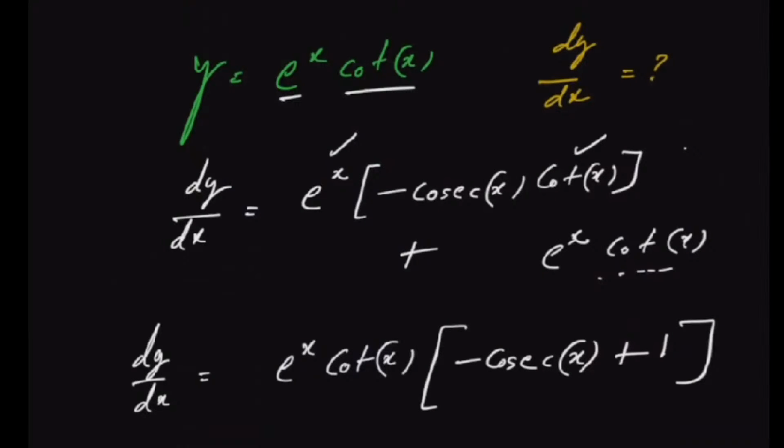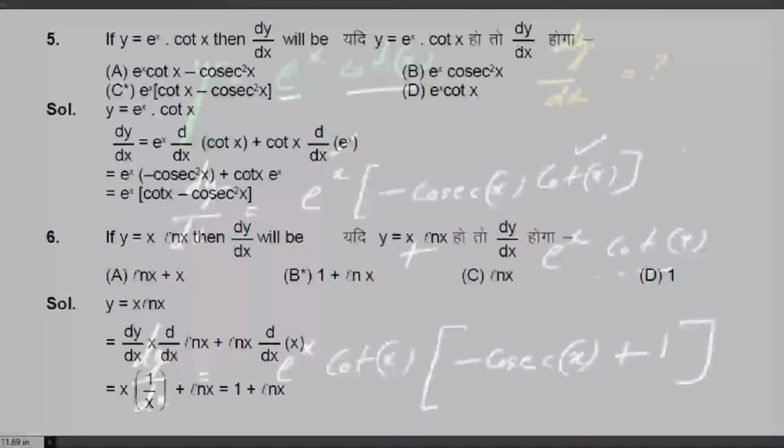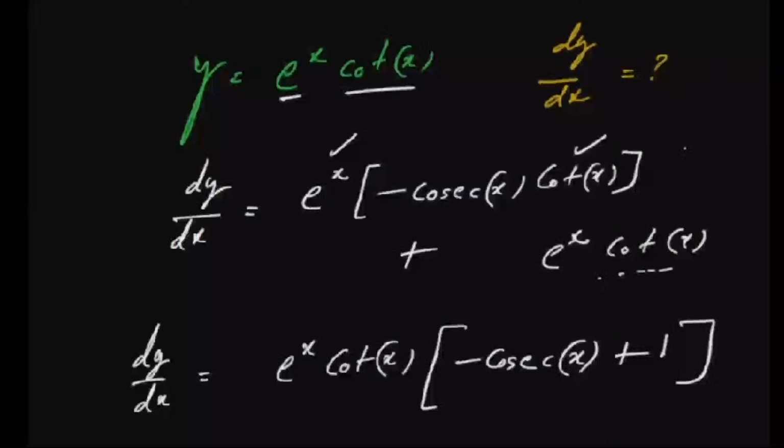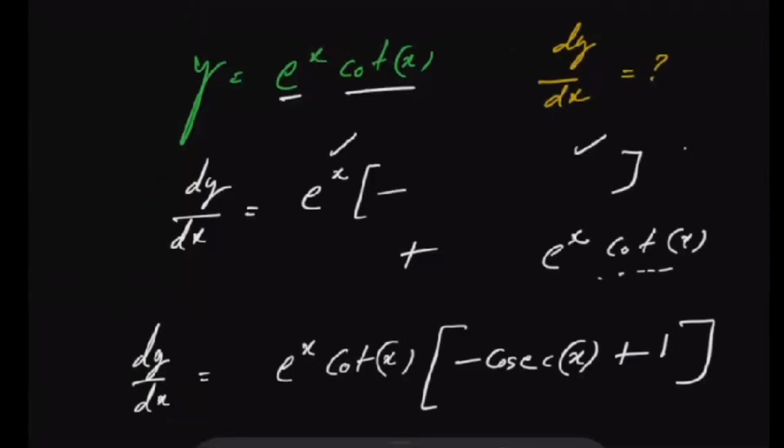So let us see in the PDF which option matches. In the PDF it's option C. The thing is, he has not taken, oh sorry, what was the derivative of cot x? I made a mistake here. Cot x is the derivative of what? It was the derivative of cosecant x.